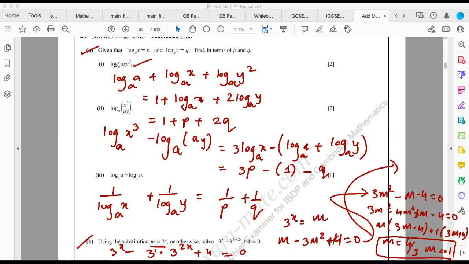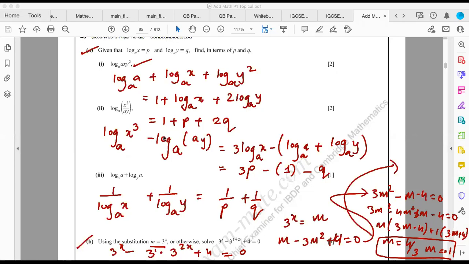So first you apply the product rule. So it will become log a to the base a plus log x to the base a plus log y squared to the base a. And log x to the base a is nothing but p. And the second part, log y squared to the base a, can be written as 2 log y to the base a. So 1 plus p plus 2q. The second one, we have got log x cubed to the base a minus log 8y to the base a.